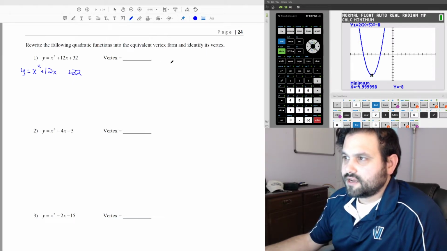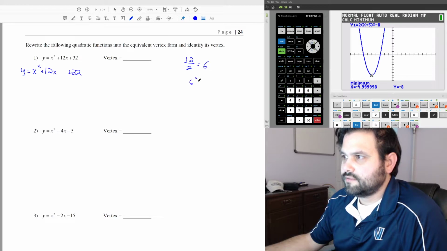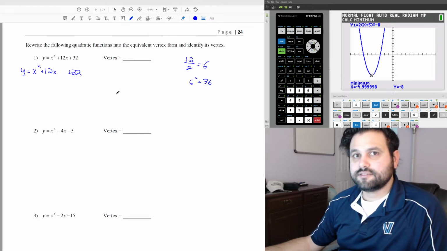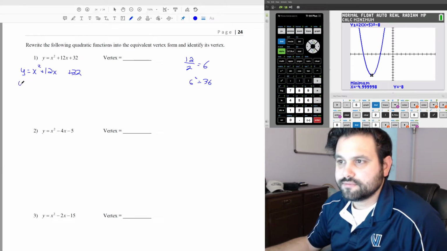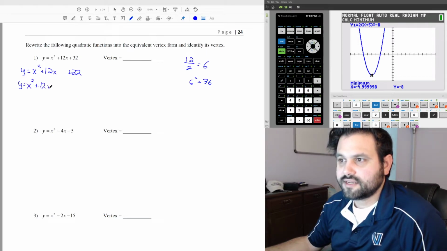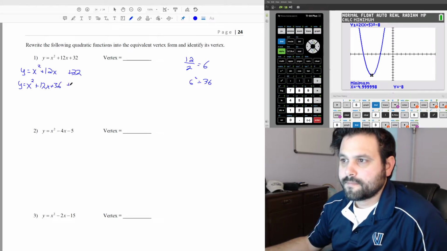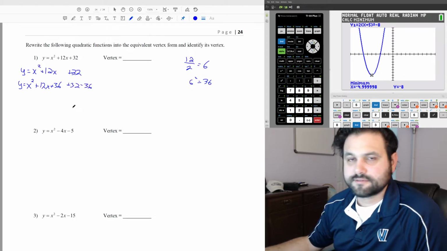Over on the side work here, what's 12 divided by 2? That's 6. And what's 6 squared? Well, that's 36. So I know that 36 is the number I'm going to add and subtract to this equation. So x squared plus 12x, and here's where I'm going to add my 36. Always added first. And then I'm going to subtract 36. Okay?